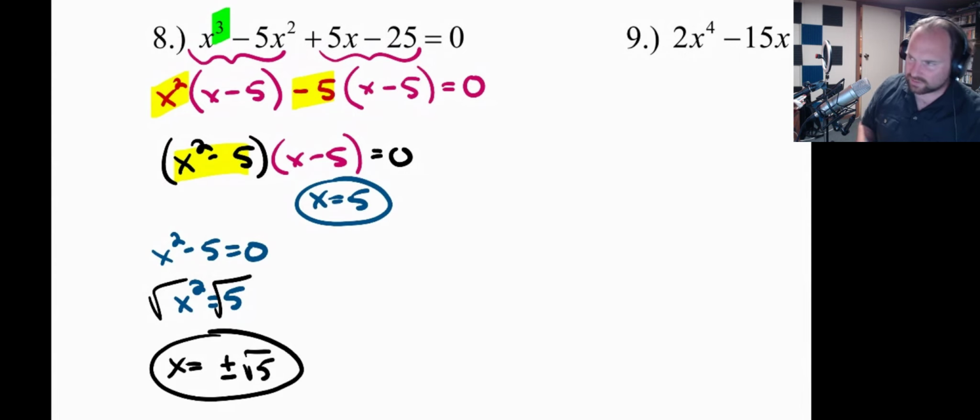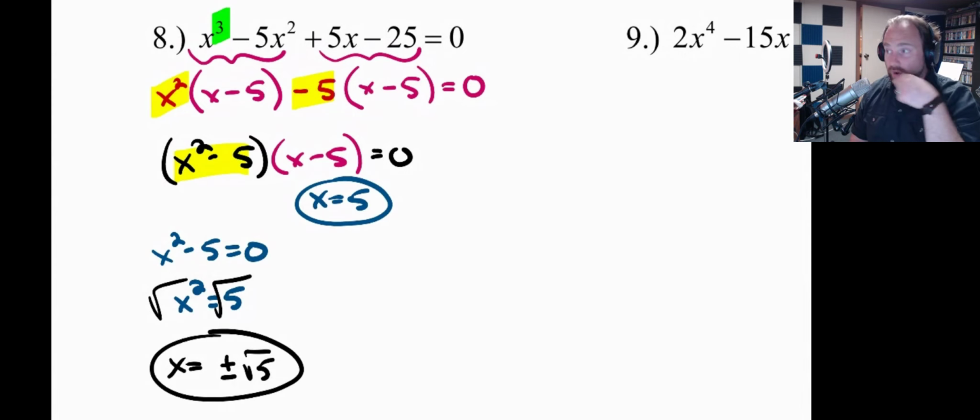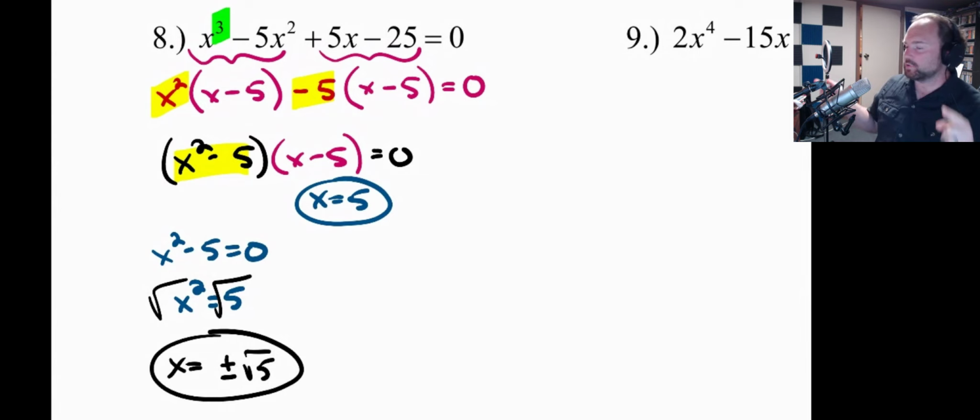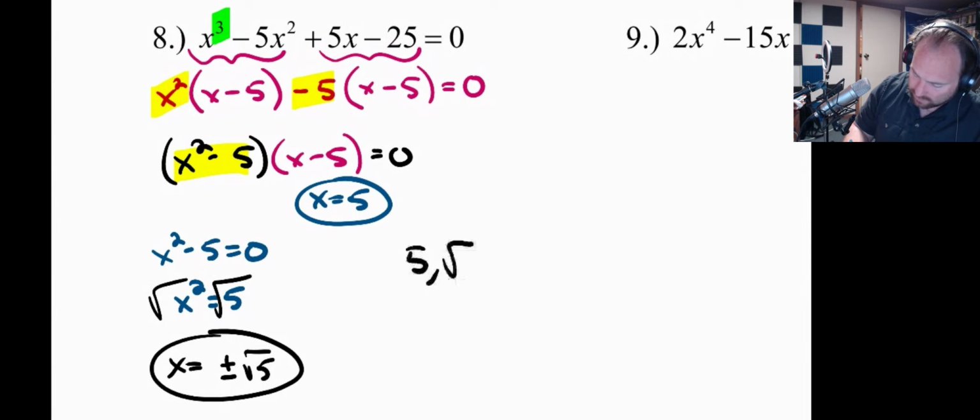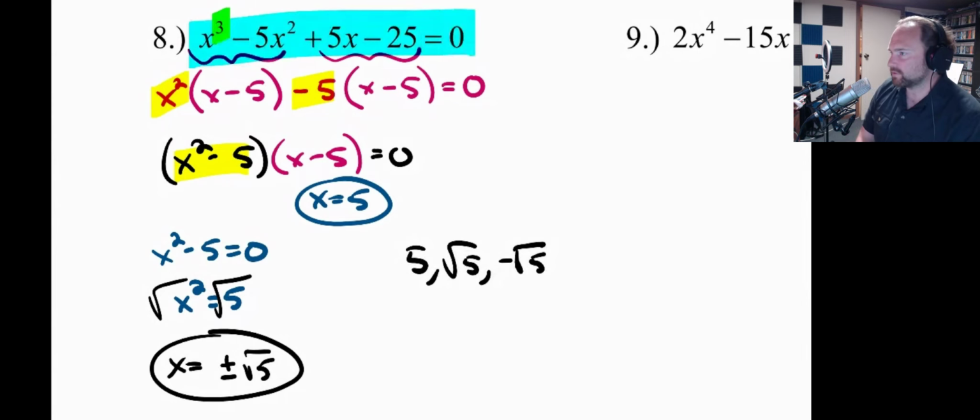And the reason why is because both of those numbers, when you square them, they become positive. So positive and negative square root of 5, when they get squared, become positive 5. And 5 minus 5 is 0. So those are your 3 answers. Your answers are 5, the square root of 5, and the negative square root of 5. If you were to graph this original function up there, that's where you would see this thing cross the x-axis.